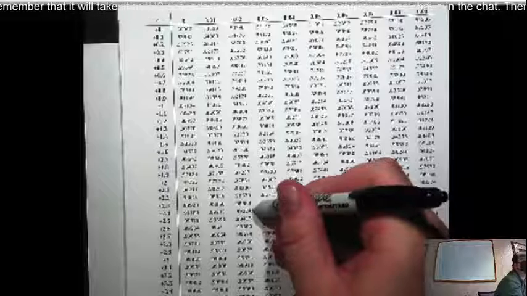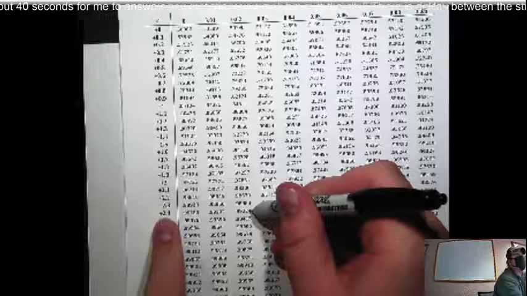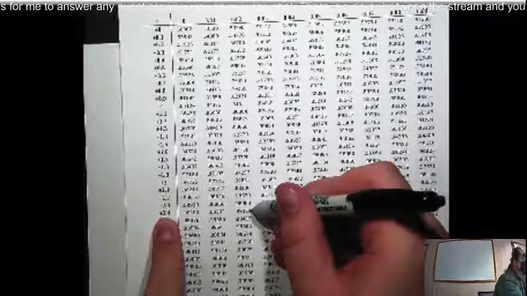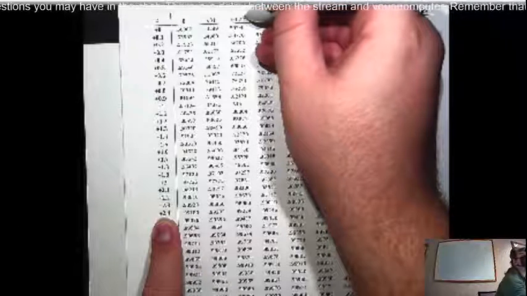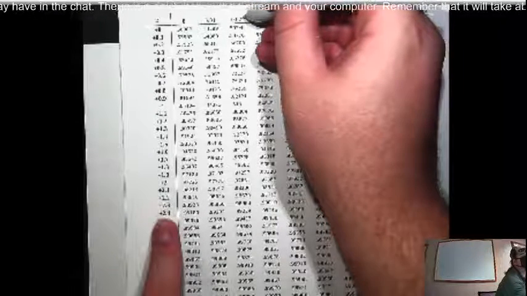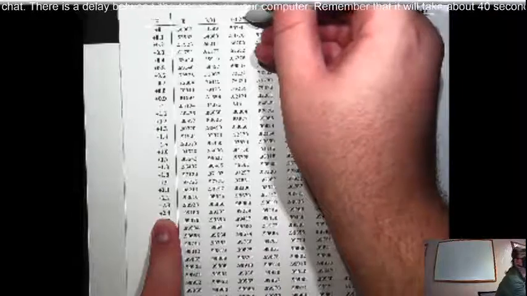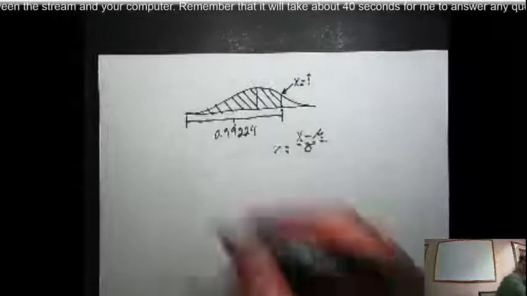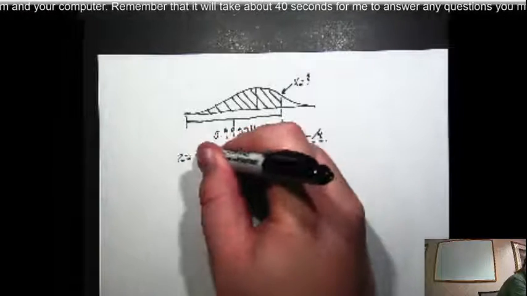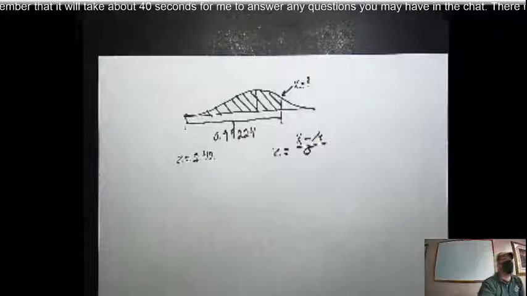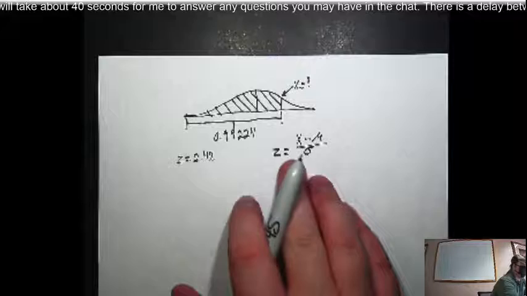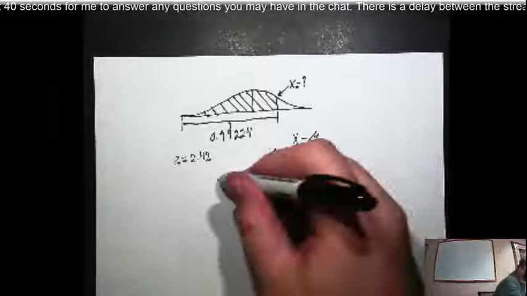So this one right here, let's find the first two digits. That's 2.4. And then the next digit is 2. So altogether, our z-score that matches up with this probability is 2.42. Does that make sense? Okay. So z equals 2.42. Now we can put this into here for our z.